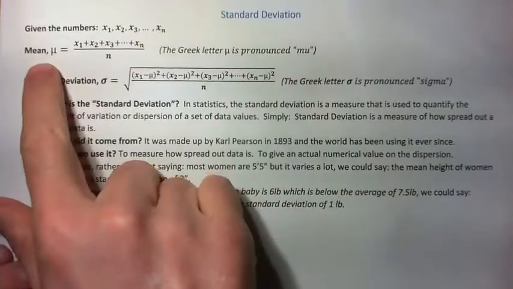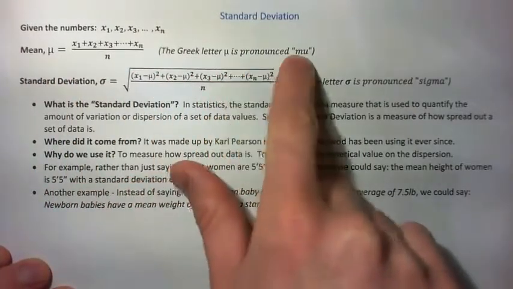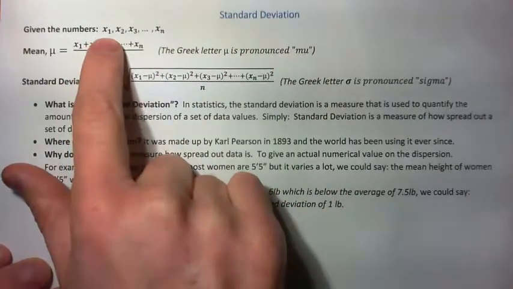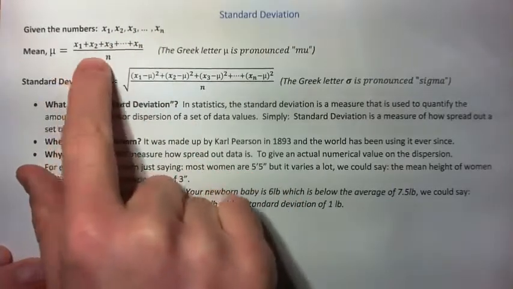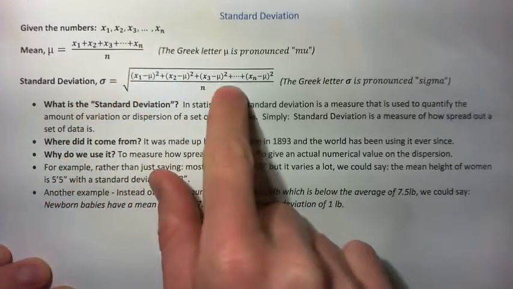We already know the formula for the mean, and we usually write the Greek letter mu for the mean. Given a list of numbers, this is how you calculate the mean, right? Where n is how many numbers you have. Now, this is the formula for the standard deviation.